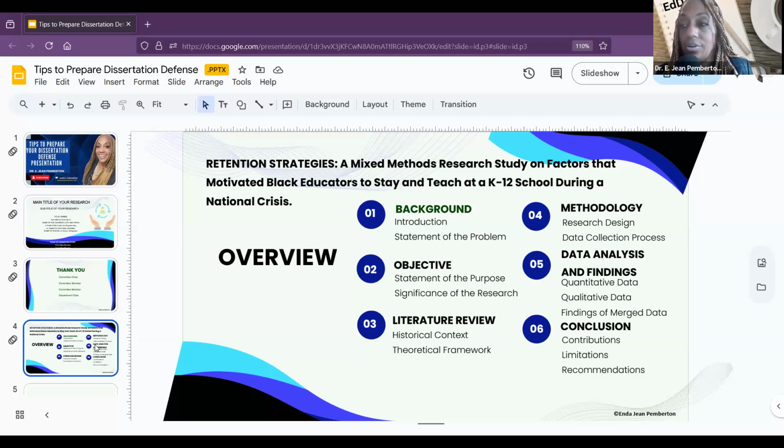The next thing, I don't know if this is the last thing, but I also want to recommend as you are preparing for your defense: if you are in person, please make sure that you arrive at least an hour or an hour and 30 minutes early. And when I say arrive, I mean be in the room location.